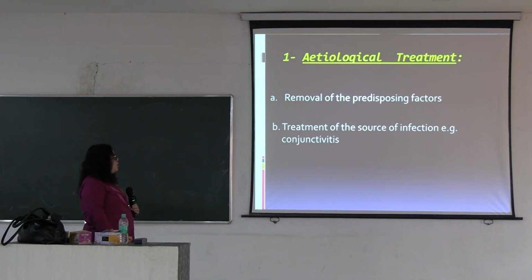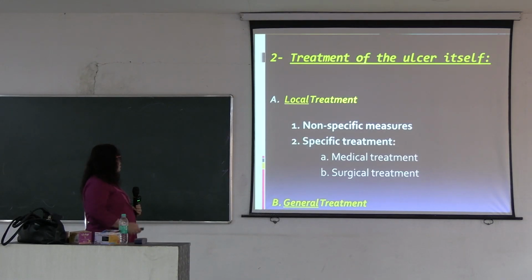So in etiological treatment, we remove the predisposing cause. If the patient is immunocompromised, his nutrition is improved. If the ulcer is due to conjunctivitis, treat the conjunctivitis. If the patient has a sac infection, dacryocystitis, that should be treated. Second is the treatment of the ulcer.